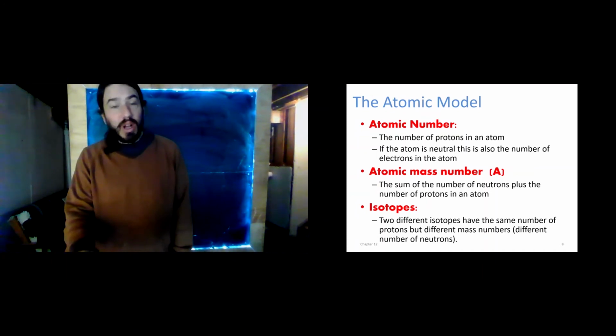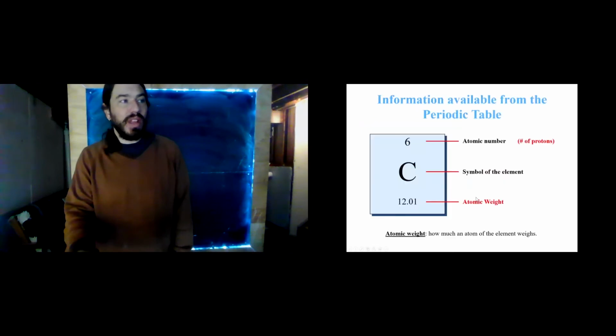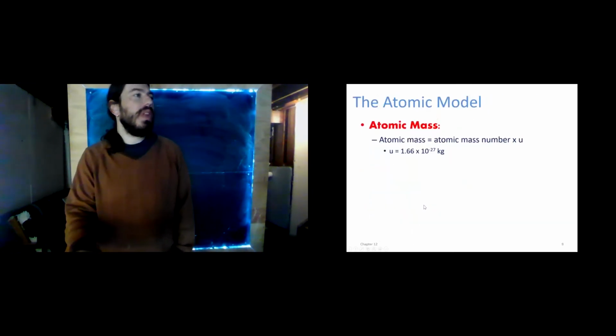So any carbon will always have 6 protons. If it doesn't have 6 protons, then it isn't carbon. However, carbon can have either 6, 7, or 8 neutrons. Those are different isotopes of carbon. If we take the average of all the isotopes, then we get the atomic weight here.